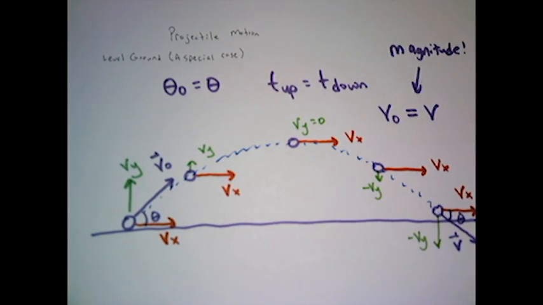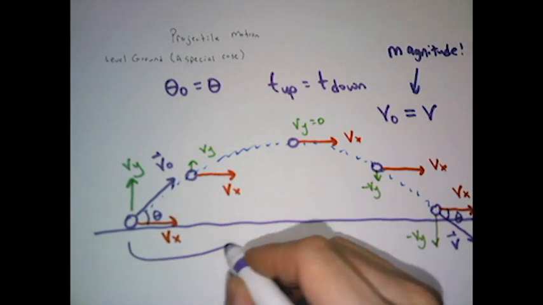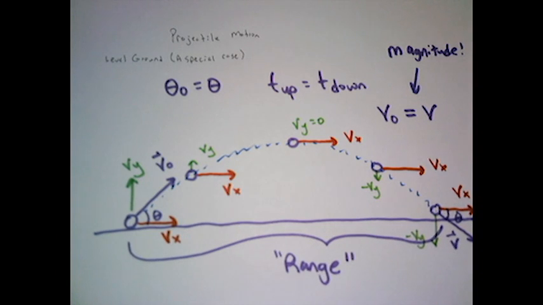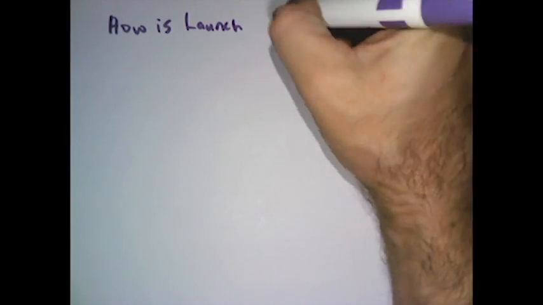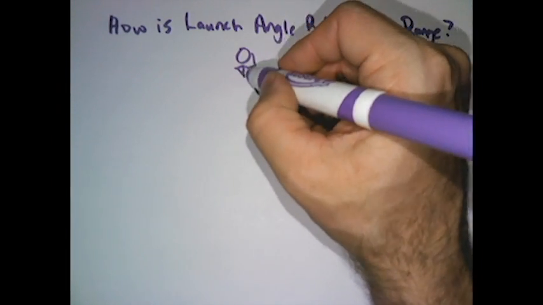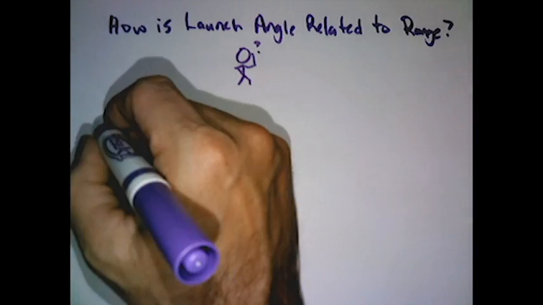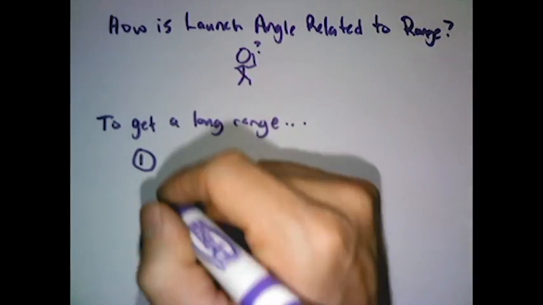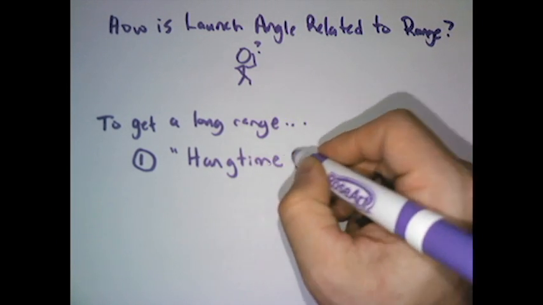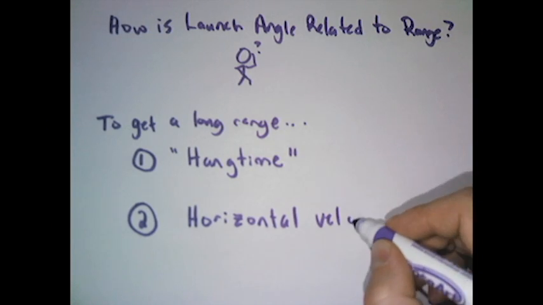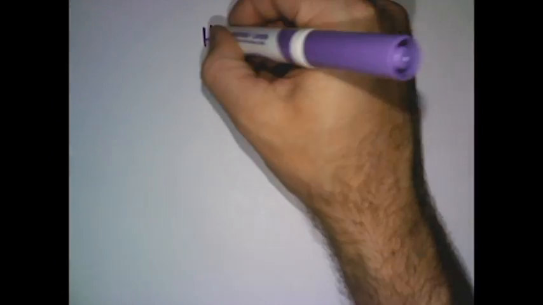Take advantage of that. Also, we can here define this term range. When we say the range of a projectile, we're talking about how far it's gone before it lands. So surely there must be some sort of a connection between the launch angle of a projectile and how far it travels, or what its range is before it lands on the ground. Well, it turns out that there are two factors that go into determining the range at which a projectile travels. The first is the hang time, the amount of time the projectile spends in the air. And the second is having horizontal velocity. So let's take these each one at a time.